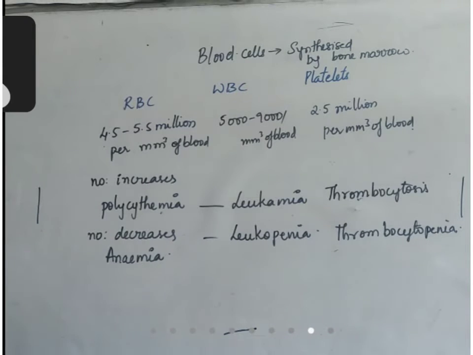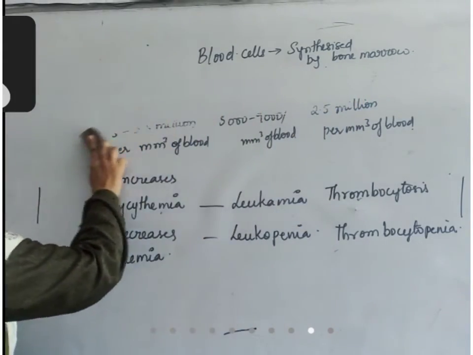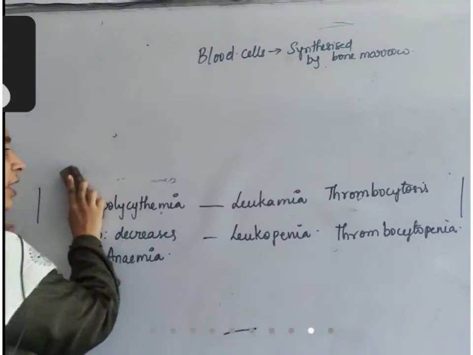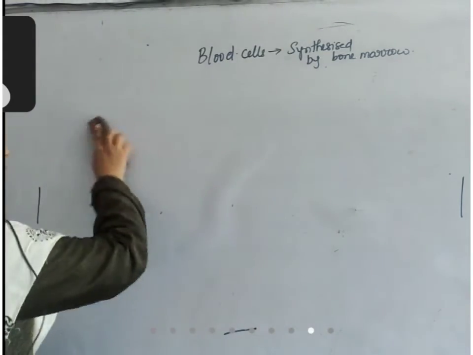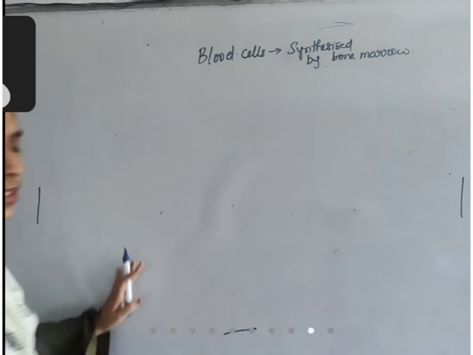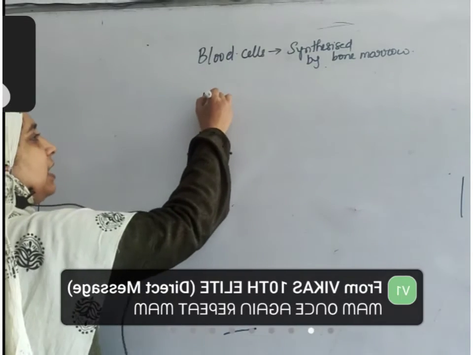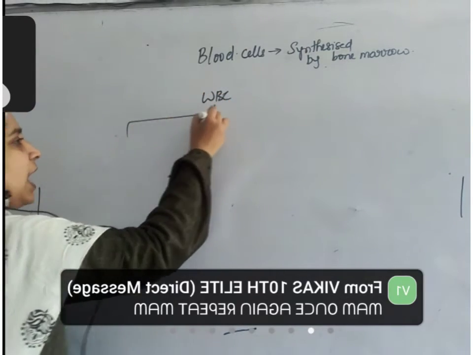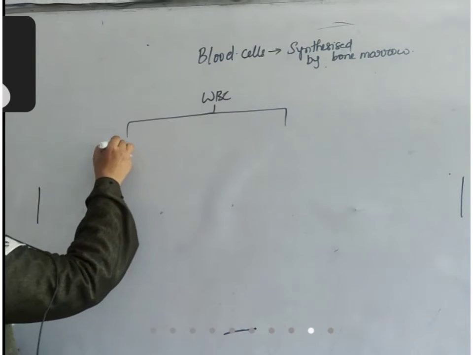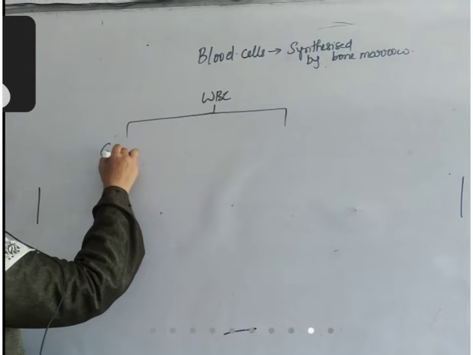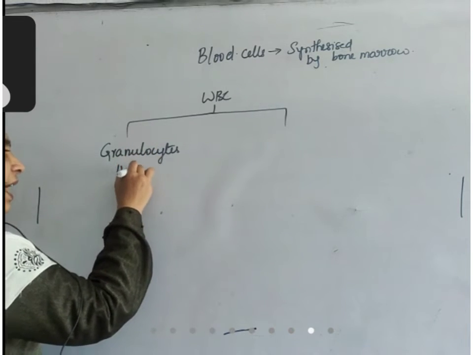Now let us see the different types of WBC. We have one more classification here to discuss. There are different types of WBC. All the WBC are not similar. If you observe the WBC under a microscope, there are some WBC which have granules in them. Small dot-like structures are present in them. Those which have granules are called granulocytes. They have granules.